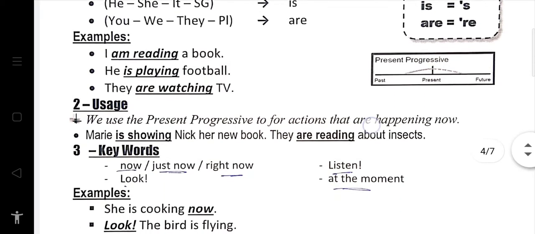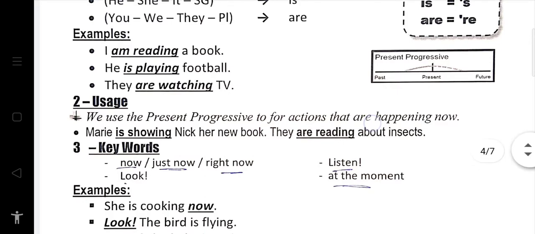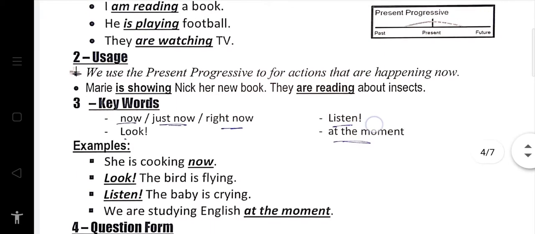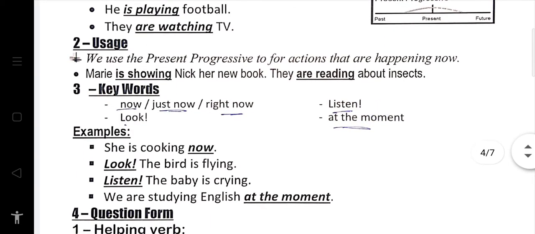Let's talk about the key words for this tense. Now, just now, right now, look, listen, at the moment. Examples: she is cooking now. Look, the bird is flying. Listen, the baby is crying. We are studying English at the moment.